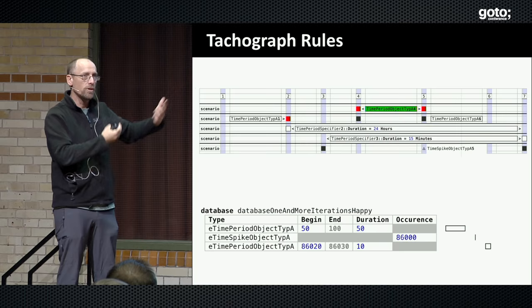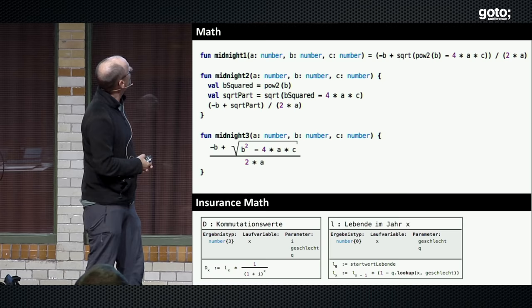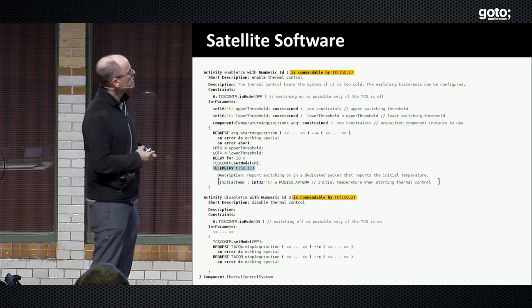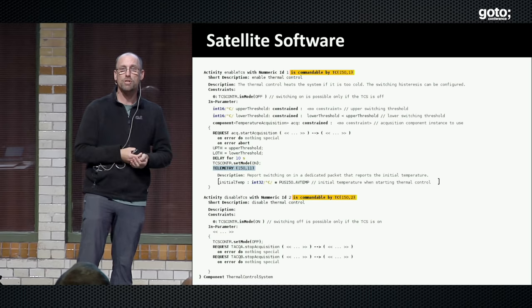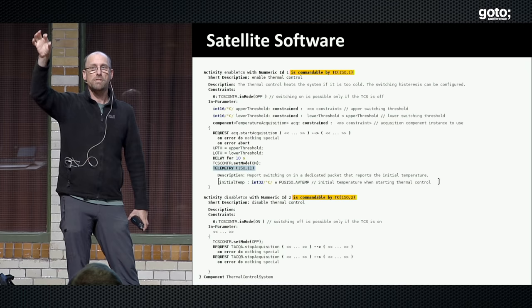These are just two random examples to show that we can use mathematical notations, and this is a short recursive function style for insurance math. Click. This is an example that I guess needs some stylistic polishing in terms of the language, but it's used to describe or actually implement satellite onboard software, so the software that controls the thermal management, energy management, scheduling of various tasks on a satellite, that's part of the implementation here.